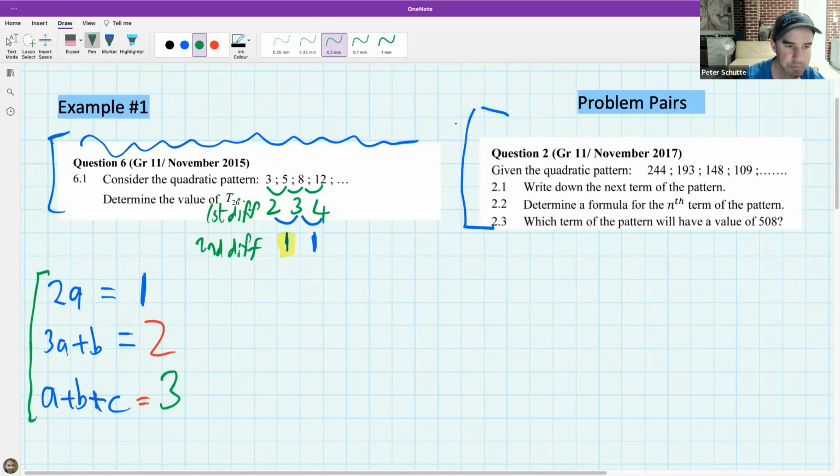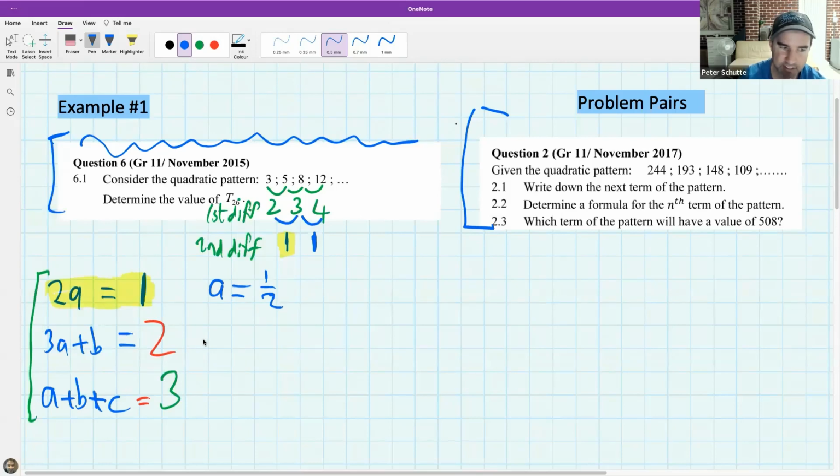Okay. So if you've got this, all you need to do now is solve a, b, and c. So I want to ask you, if I just focus on 2a equals 1, what is a going to have to be equal to? It's going to be equal to 1/2. Perfect. Because you just divided both sides by 2.